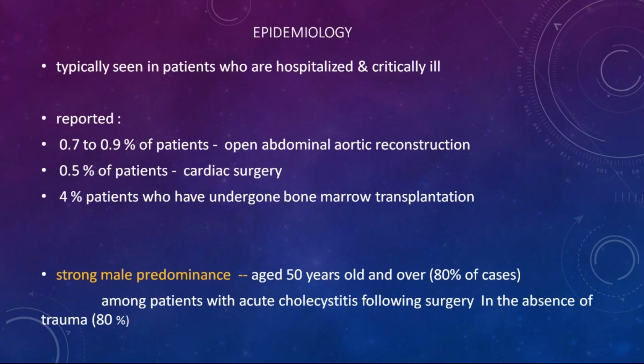About 0.7 to 0.9% of the patients who have undergone abdominal aortic reconstruction. Due to abdominal aortic aneurysm, we do abdominal aortic reconstruction. So in such patients, about 0.9%, approximately 1%, will develop acalculous cholecystitis, and 0.5% of the patients in cardiac surgery, and 4% of the patients who have undergone bone marrow transplantation. Again, it is a very long and stressful surgery. So 4% of the patients, because after bone marrow transplantation, the patient is already in a stress state.